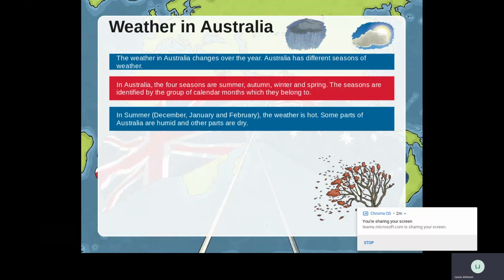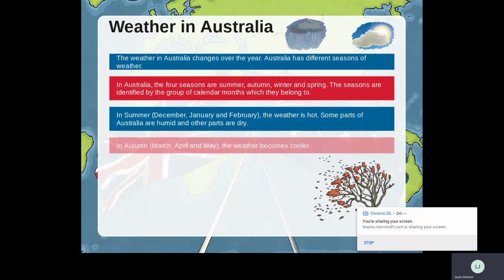Let's have a think about that. The Australian summer is in December, January and February. I don't think that's when our summer is. Maybe you could note that as a difference.